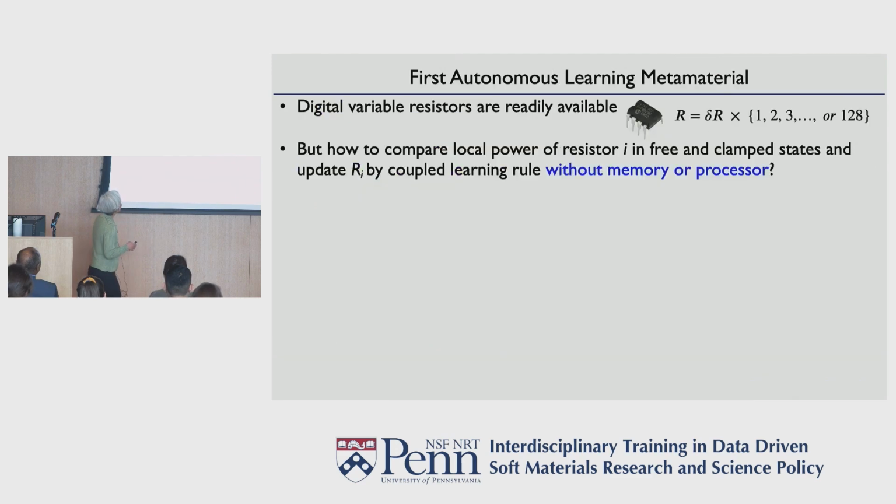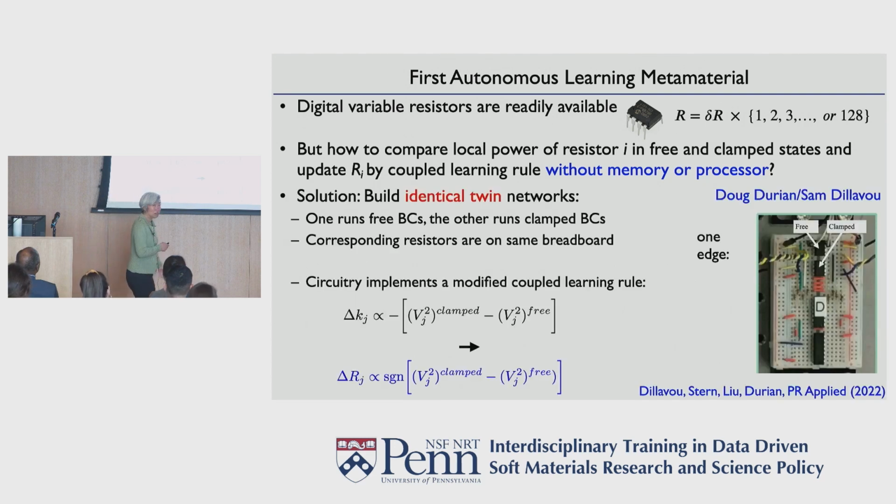This is very clever. On the computer, you calculate one, you stick it in memory, then you calculate the other, and you pull it out and compare them. We don't want to use external memory. We don't want to use a processor. So how do you do it? Build two networks that sit right on top of each other, two identical twins. One of the twins is running the free boundary condition, the other one is running the clamped boundary condition.